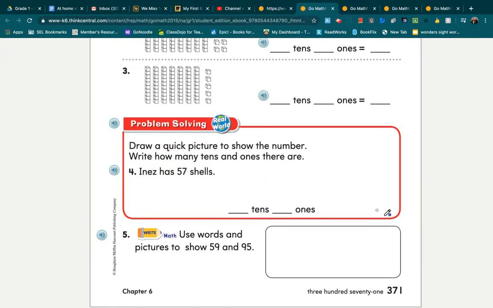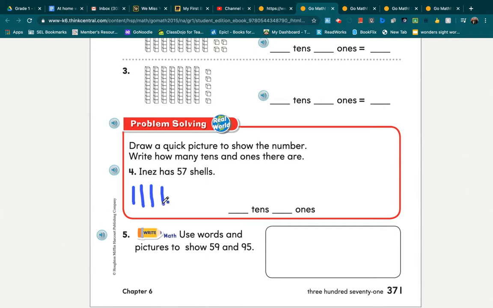Let's look at number 4 down here in the red box. It says draw a quick picture to show the number. Write how many 10s and 1s there are. Inez has 57 shells. Okay, so we're going to draw a quick picture for 57. There's a 5 in the tens place, or the first digit. So I know my quick picture has to have 5 10s in it.